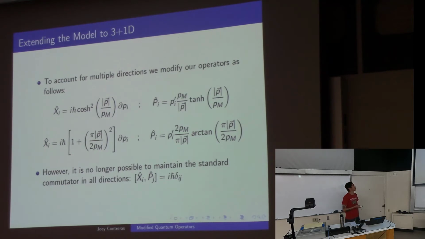Extending the model to 3 plus 1D. To account for multiple directions, we modified our operators as follows. So you see in these sets, they're essentially the same thing, except they're now the vector properties that we need associated with multiple directions. Another neat thing about these operators is that they're in fact rotationally invariant, which is always a good thing. It makes life easier. However, it is no longer possible to maintain the standard commutator in all directions. In other words, this relationship kind of runs us into some very interesting things, so to speak.